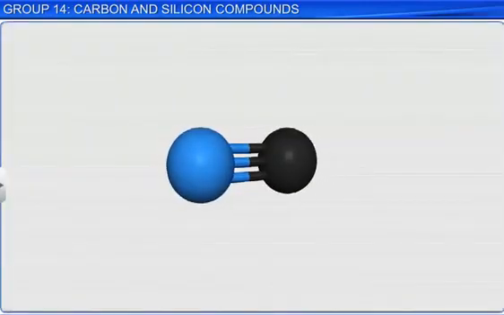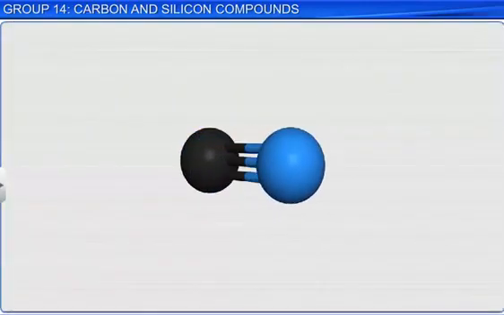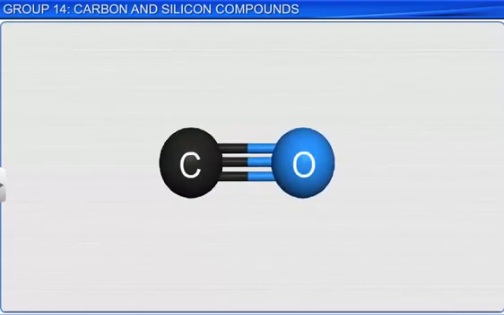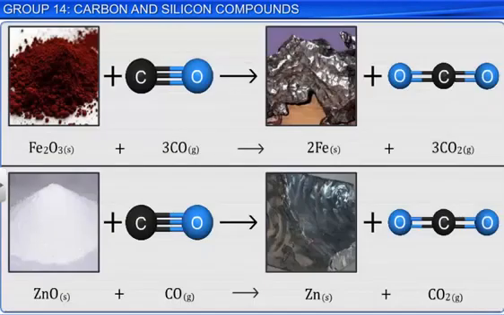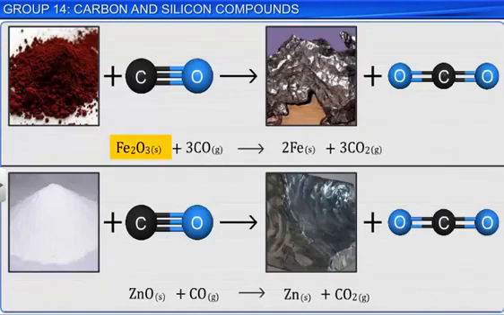Reactions with carbon monoxide are used to extract many metals from their ores. The reactions here show iron(III) oxide and zinc oxide producing iron and zinc. In the process, carbon monoxide is oxidized to form carbon dioxide.